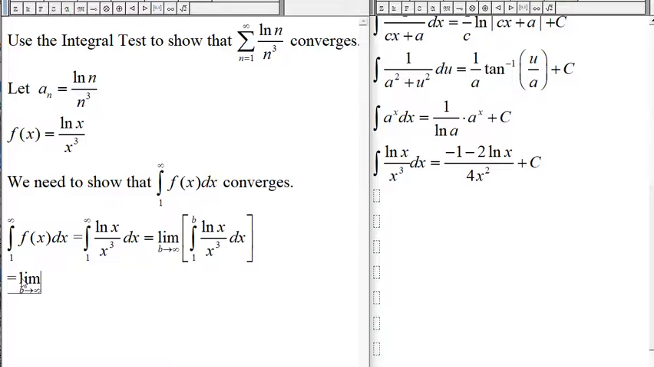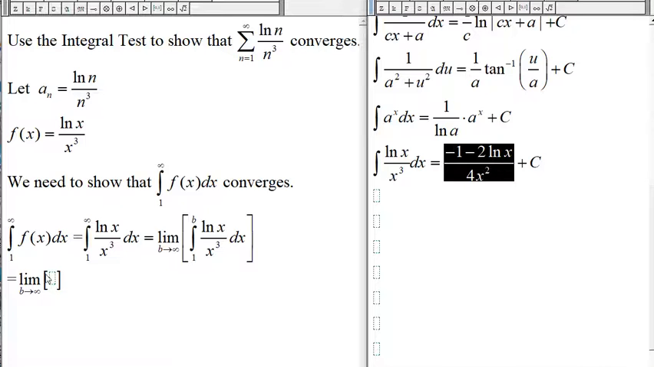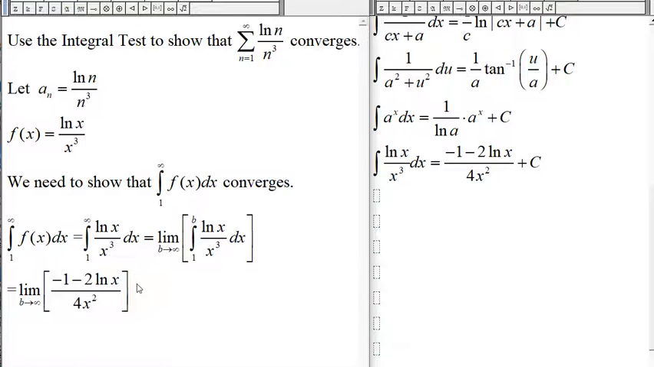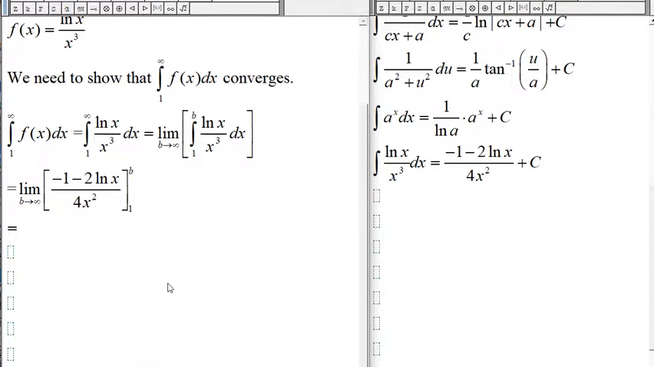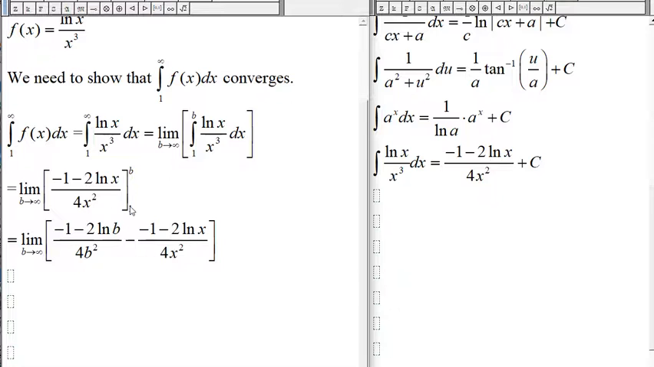So now this becomes the limit, and then the antiderivative of ln x divided by x to the third is this. And then we need to evaluate from 1 to b. And so this becomes this. Now in the place of x, we have b. And then minus, in the place of x, we put 1.